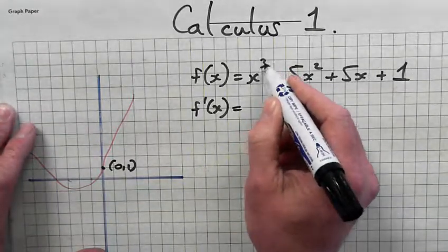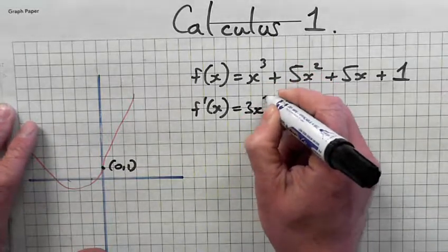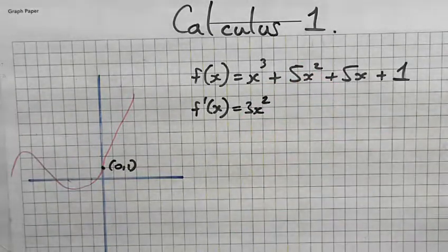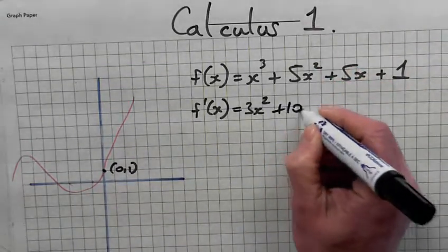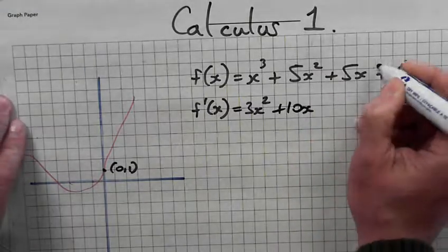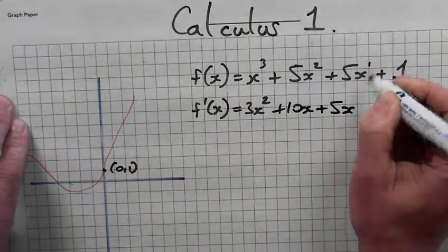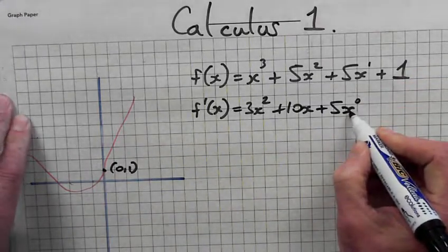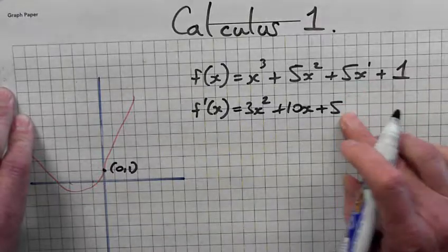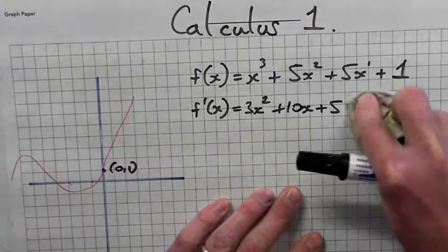So multiply, bring the 3 down, 3x, and reduce the power by 1, squared. Next one, 2 times 5 is 10x. Reduce that by 1, and there's 1 up there. 1 times 5 is 5x, and that gets reduced to the power 0. x to the power 0 is the same as 1. 5 times 1 is 5.